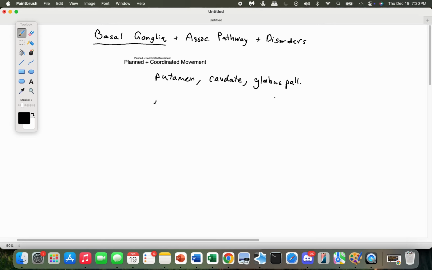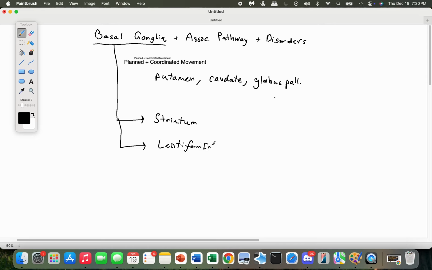Okay, the first thing that you should know is that these three structures can be grouped, and I'm telling you right now, this is going to help you memorize the indirect and direct pathway. So you'll get two groups. The first one is called the striatum, and the second one is called the lentiform nucleus. So here we have striatum, and the second is called the lentiform nucleus.